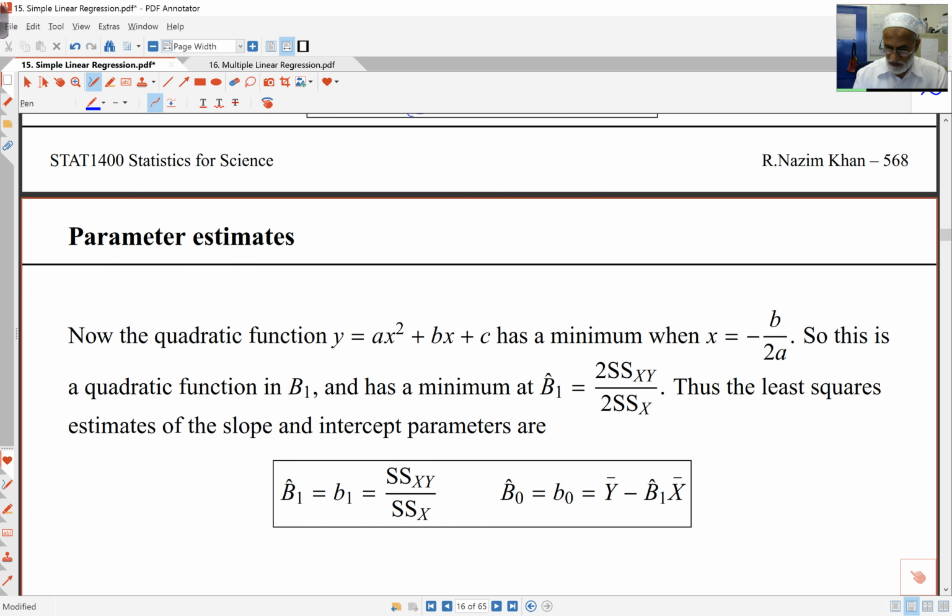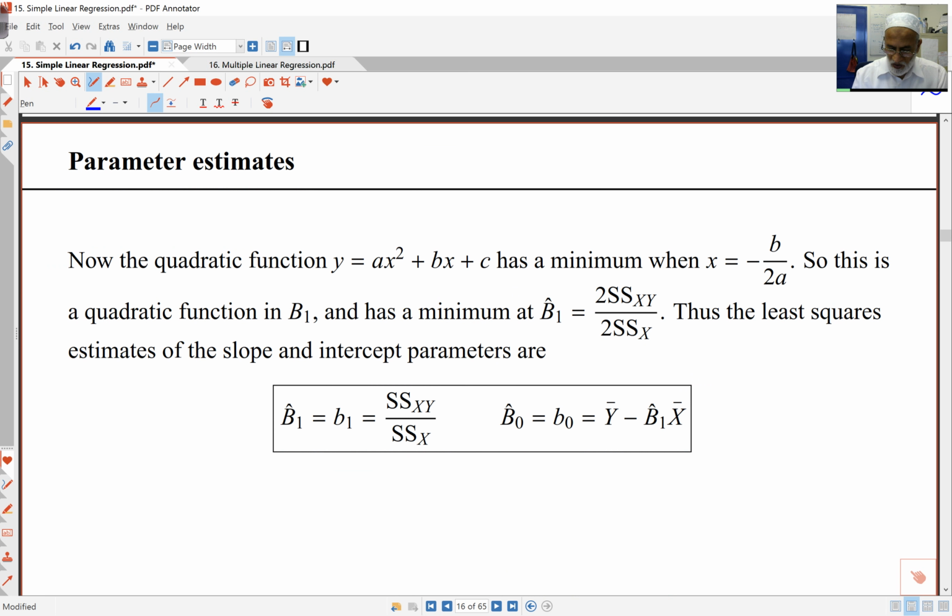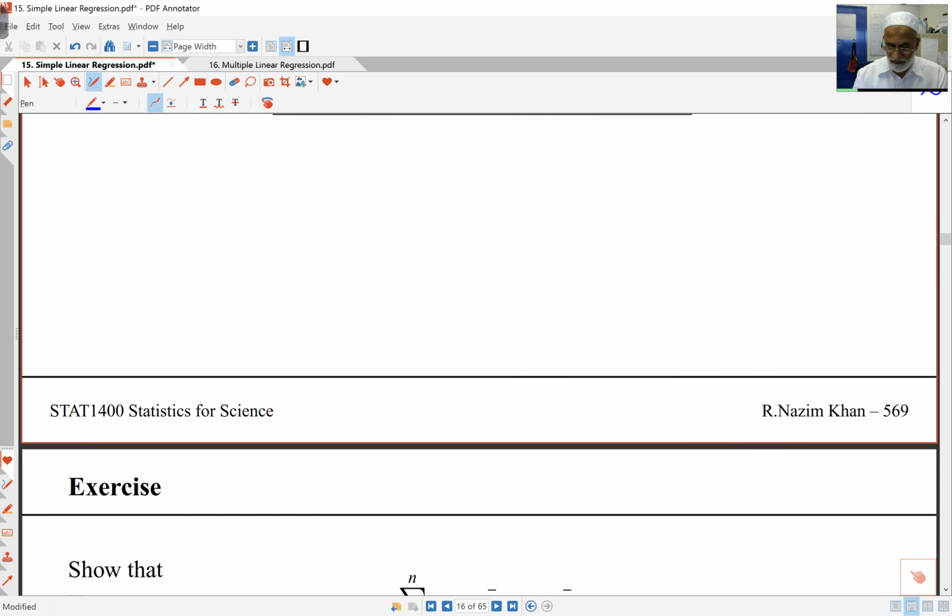So you can see the 2's cancel off, and I get here that my estimate for b1, which I'm calling b1 hat, which I sometimes also write as b1 small case, the observed value, is SSxy over SSx. The mixed sum of squares, the cross sum of squares, over the sum of squares of x. And beta naught, as we had before, b naught hat, was y bar minus b1 x bar. So those are the parameter estimates.